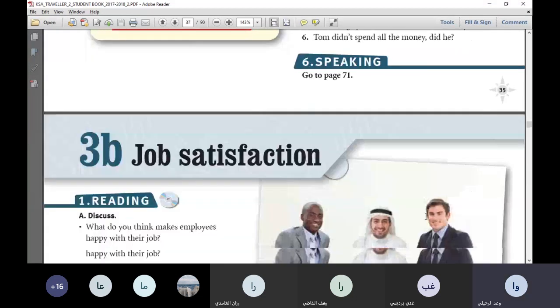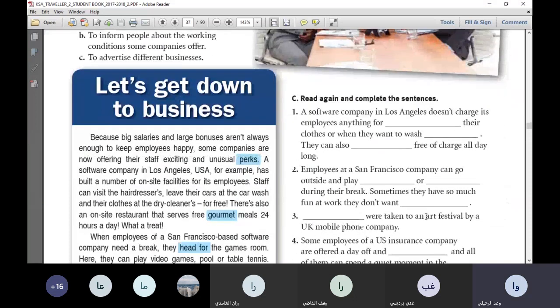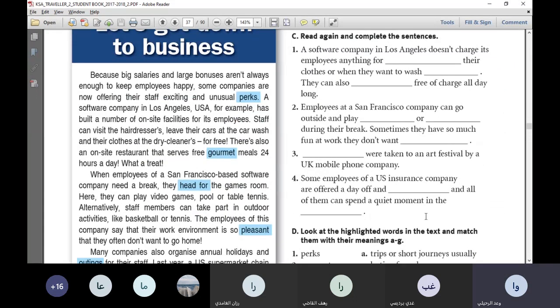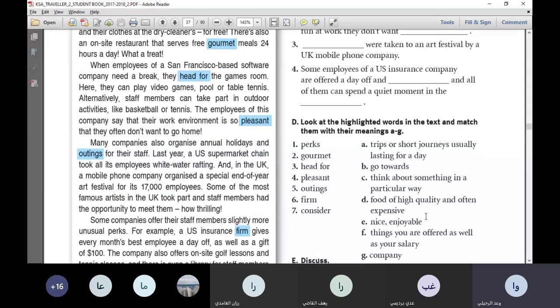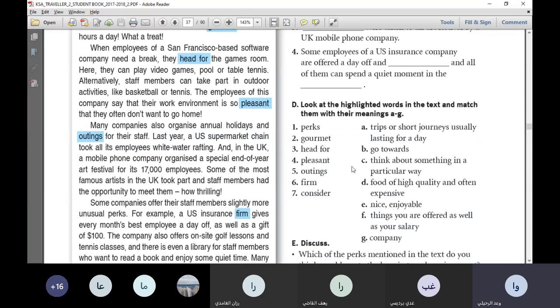Okay. So the next one is this lesson. It's a reading lesson, but here in exercise D, we have words and you need to match them. So remember the word perks. What is the meaning of perks? When your company gives you, for example, let's say they give you 500 riyals as a raise at the end of the year, we call them perks. Yes?